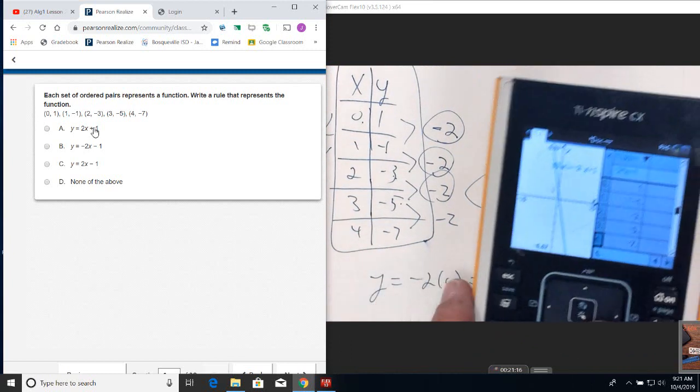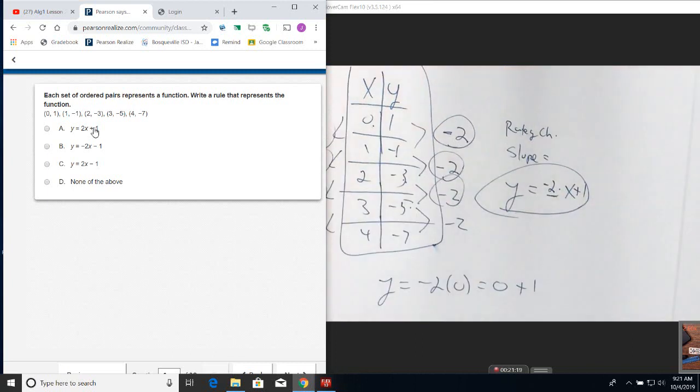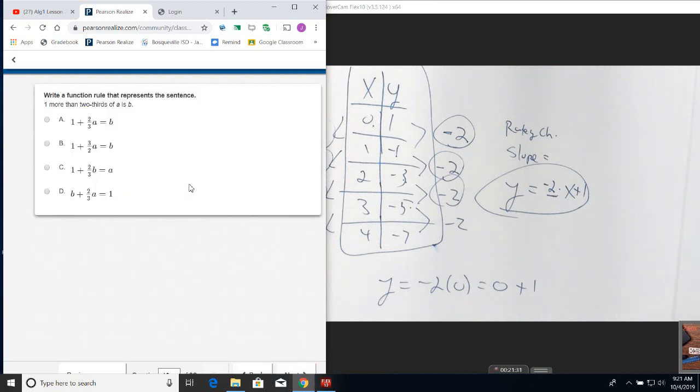So do you know how to use your technology to help you on those problems too? Yes, we good? Any questions? So which one says negative 2x plus 1? None of them. D again. All right, let's go to the next problem.